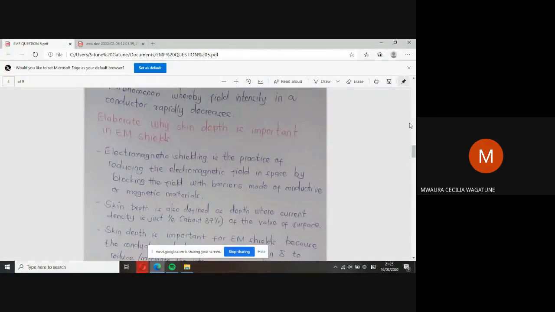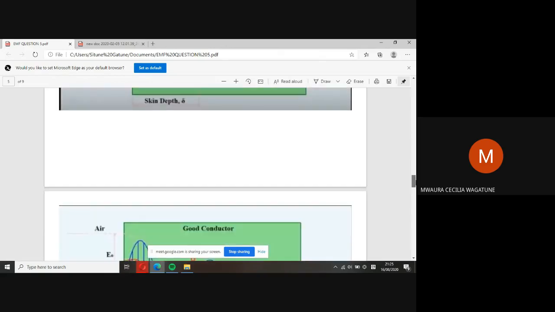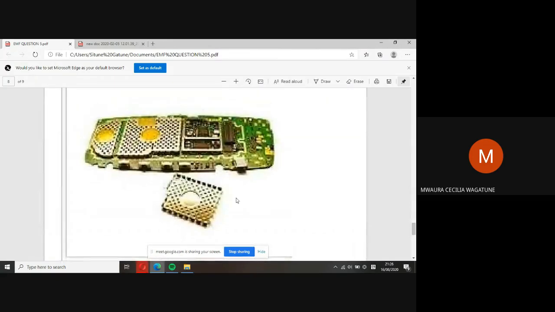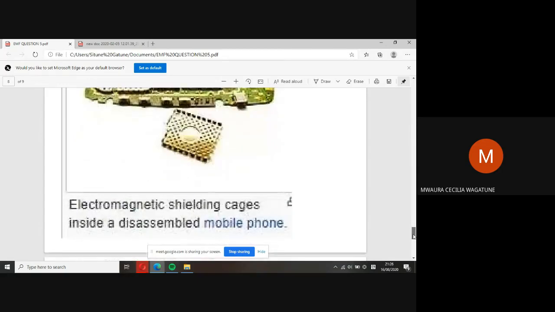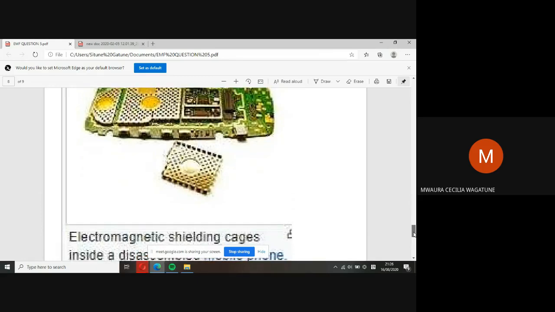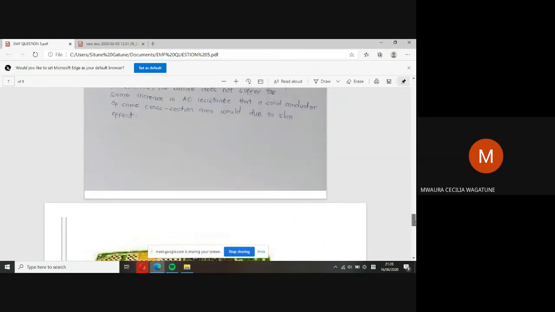So as I was saying, electromagnetic shielding is the practice of reducing the EM field in space by blocking it with a magnetic or conductive material. Let me show you an example. In our phones, you have this type of shield cages, and they are used for EM shielding. I hope you have understood.